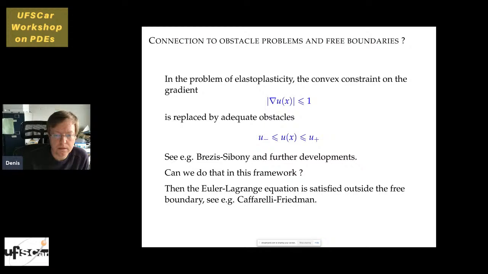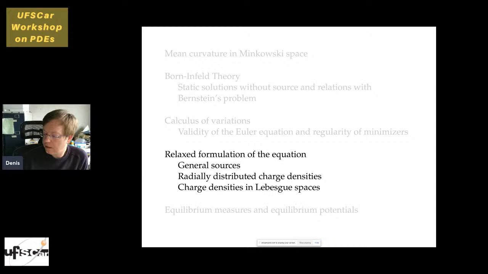And so if you like these free boundaries, you can also say, let's say we put a convex constraint and you try to replace it by some obstacle, and then you try to obtain the Euler equation from some condition outside the free boundaries. And this is the strategy of Caffarelli-Friedman in some deep studies, but I have no idea if this can be done in this setting. Okay, now, in the last minutes I have, let me discuss the result we got.